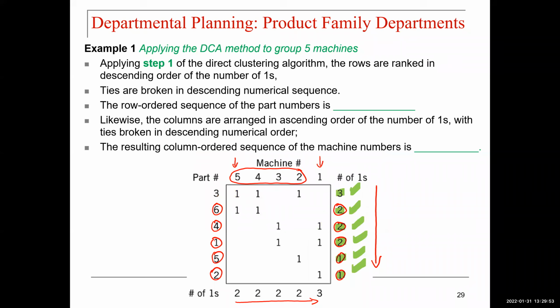Once we do that, we move to the shifts of these columns and rows. So we start with the rows. We sort them in descending order. We break the ties based on the part number, and the rows are sorted in ascending order. And we also break the ties based on the machine number. Okay, so that's step 1.